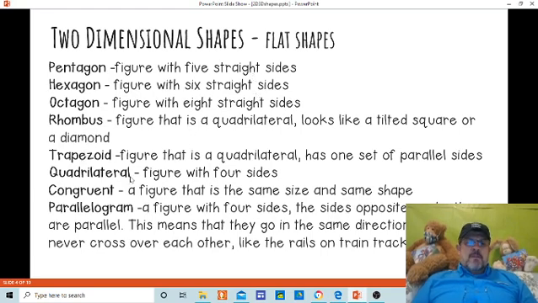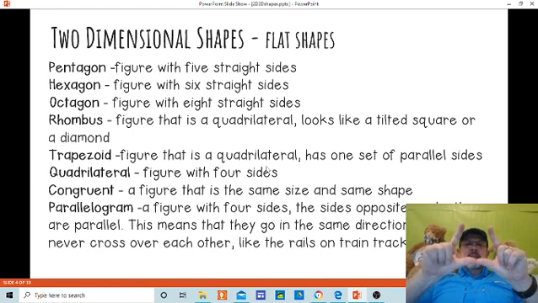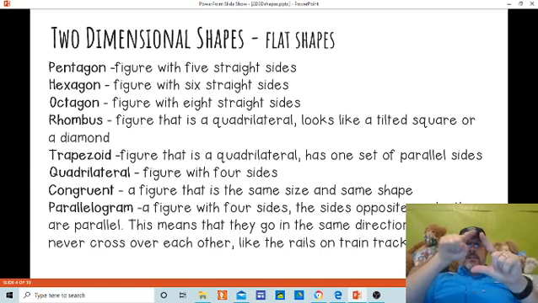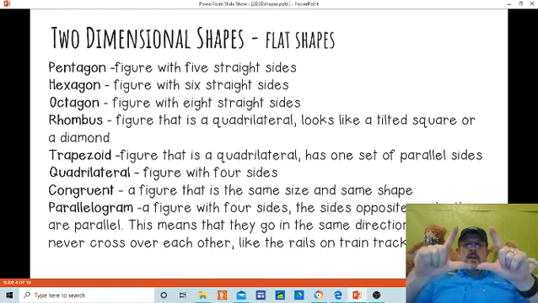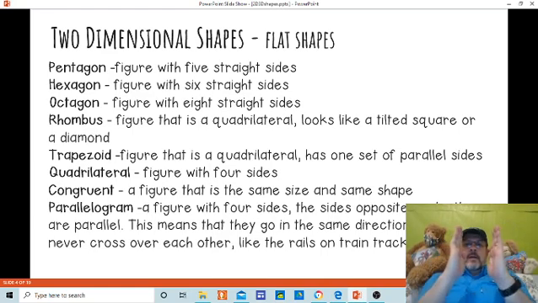A trapezoid, a figure that is a quadrilateral, has four sides, and it has one set of parallel lines. And remember, it kind of looks like this, and then it comes across the top like that. The top's usually shorter, the bottom's longer, and then you have these two lines on the sides that are not parallel. Parallel means they're straight like that, and it goes on forever.